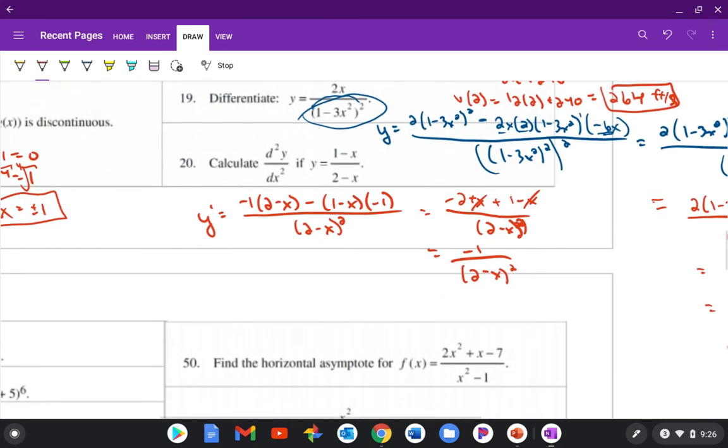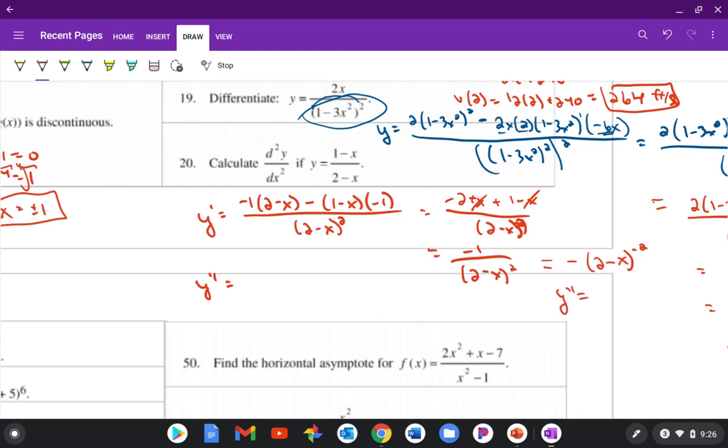And then we can go ahead and do the second derivative now. So y double prime. And from there, you could actually do two different ways. You could do a quotient rule again, which maybe is the easiest way since it's already written as a fraction. Or you could actually rewrite this as just negative 1 times 2 minus x to the negative 2. That's probably a little easier actually, because you could just then do the chain rule.